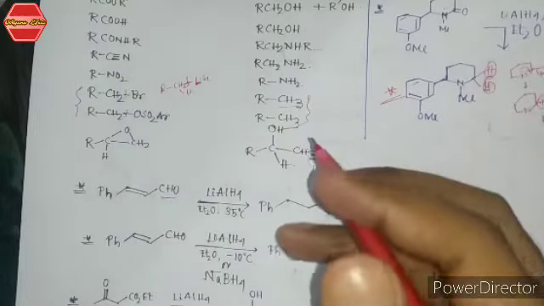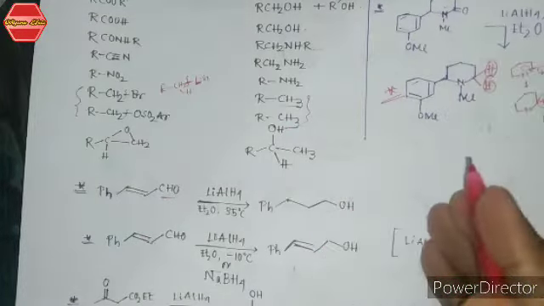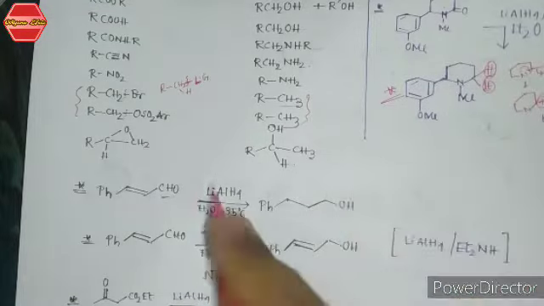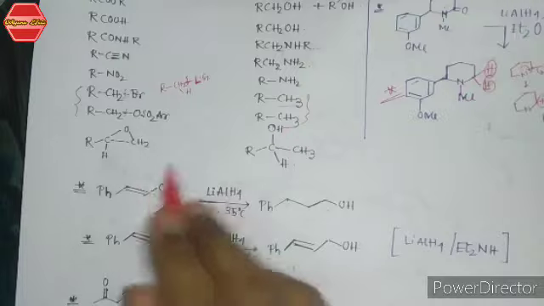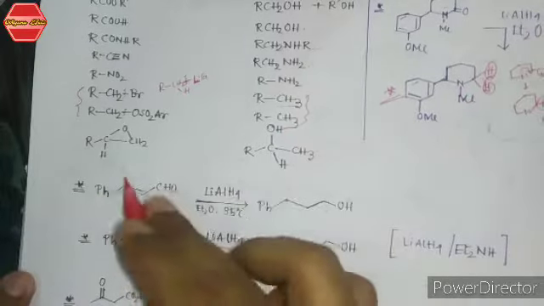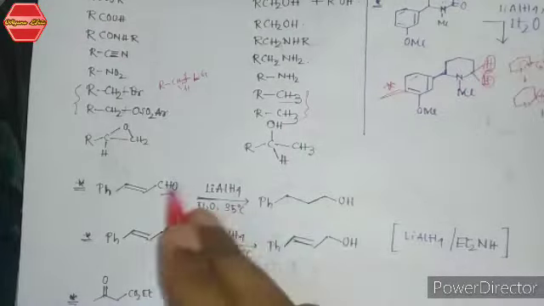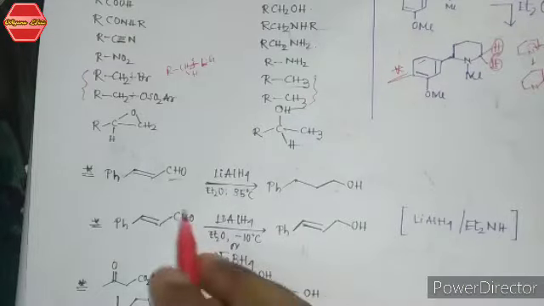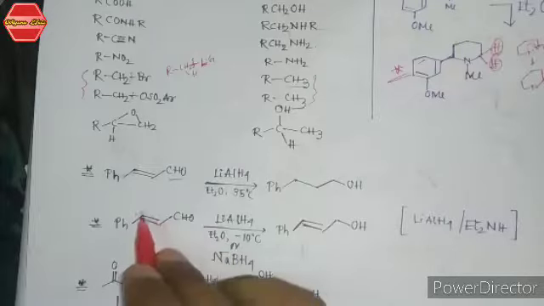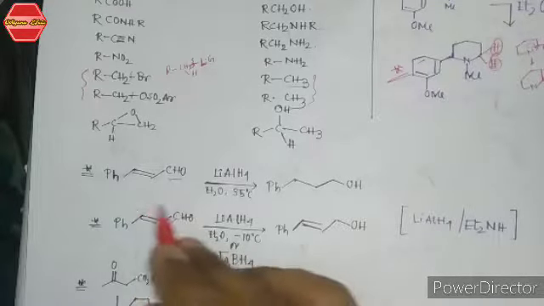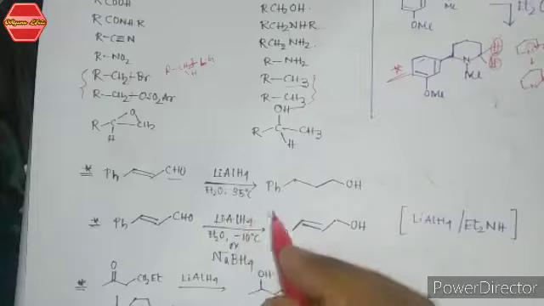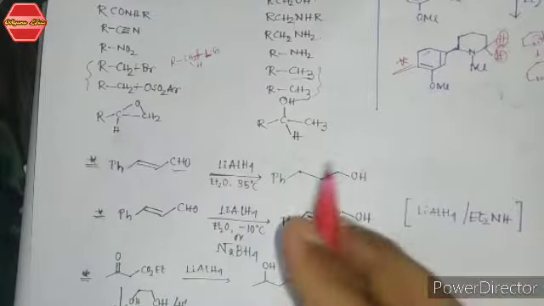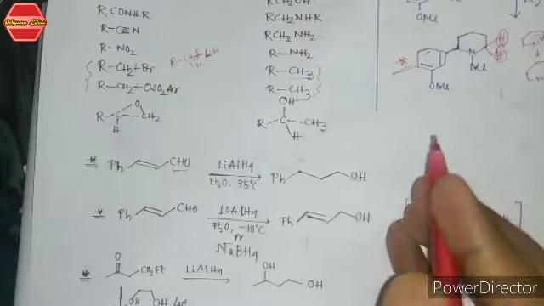It is because lithium aluminum hydride is much more reactive, so these two bonds are cleaved, that is, both the aldehyde and the alkene functional groups are reduced. Okay, so if you want to reduce selectively only this aldehyde part, not this alkene part, you can use sodium borohydride. It is also a milder reagent, milder compared to lithium aluminum hydride.